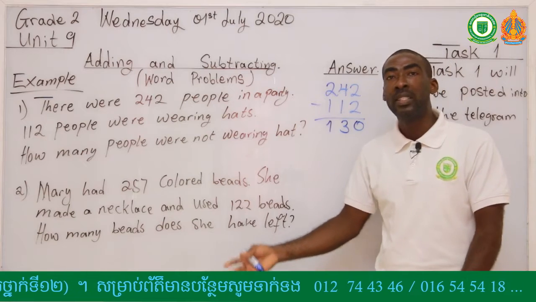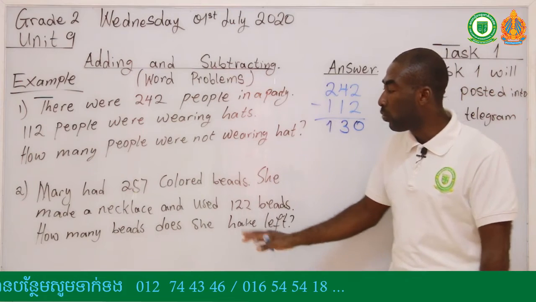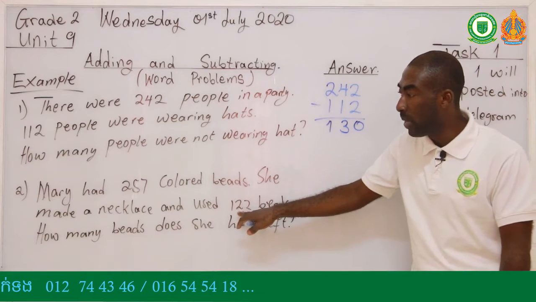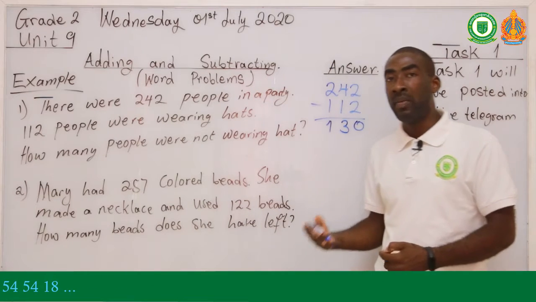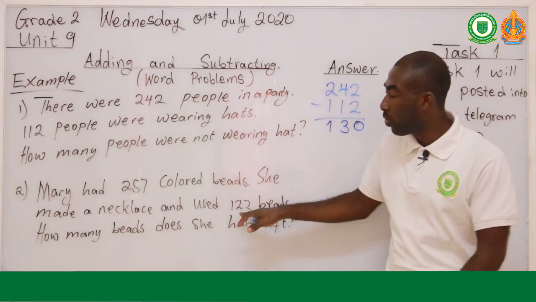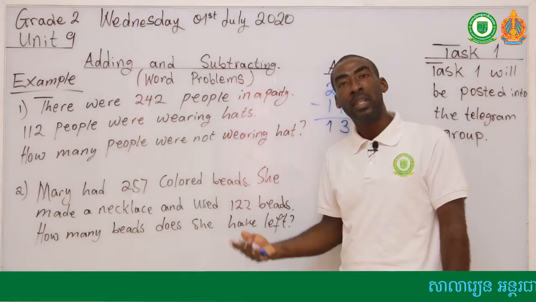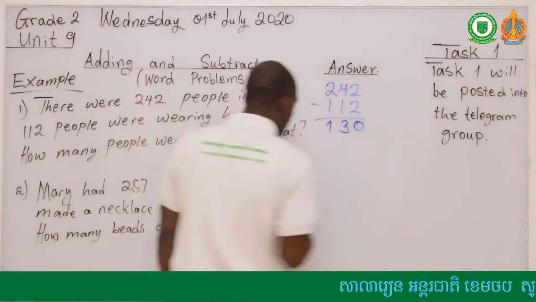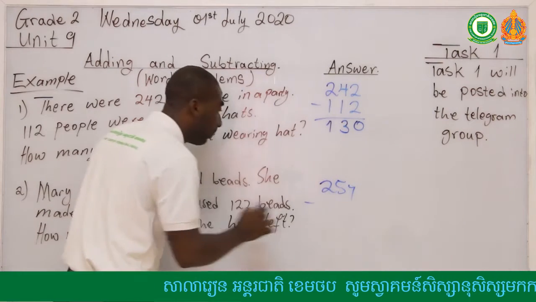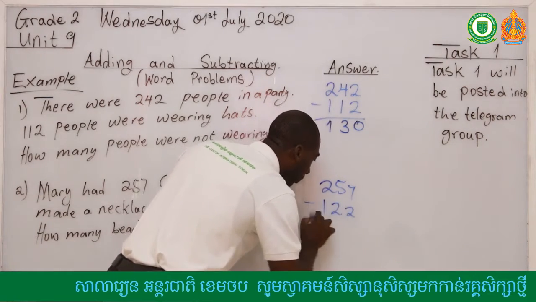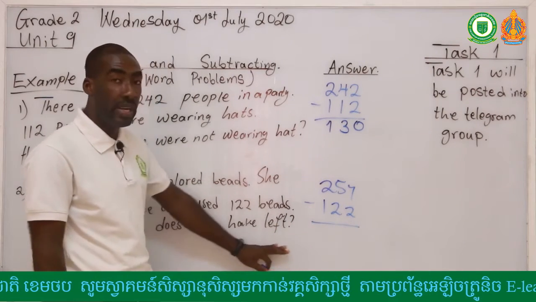So how do you find the remaining beads that she has not used to make a necklace? That means we have to subtract our smaller number from the bigger number so that we can see the difference. And remember, difference means what the smaller number or amount needs to be equal to the bigger number. Okay, so let's see what we will get. We have 257 minus 122. So we are doing our subtraction to see how many beads were left.